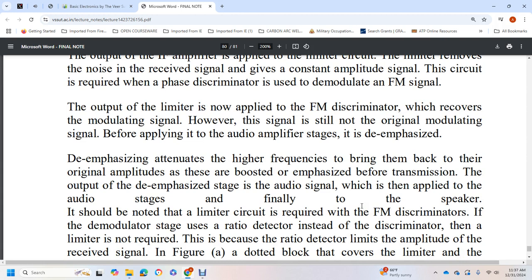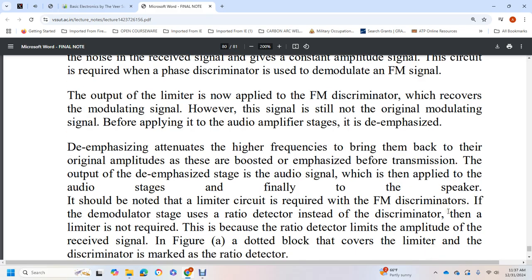However, the signal is not the same as the original modulating signal before it is applied to the audio amplifier stage, so de-emphasis is needed. De-emphasis attenuates the higher frequencies, bringing them back to their original amplitude, since they were boosted, or pre-emphasized, before transmission. The output of the de-emphasis stage of the audio signal is then applied to the final audio stage and to the speaker.